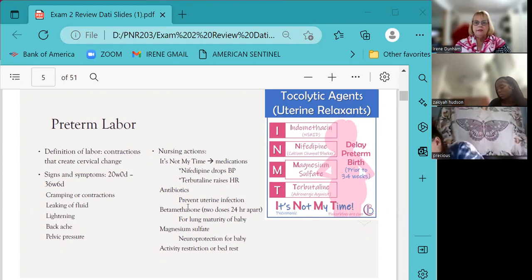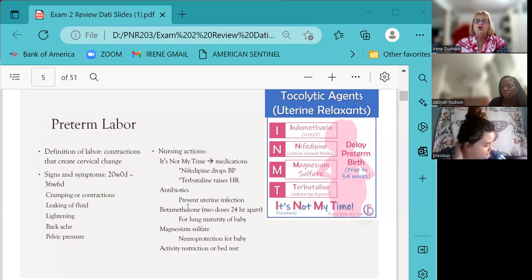Magnesium sulfate, as I said too, we give that a lot for what? Preterm. Now, all these medications that you see on the side, indomethacin and epinephrine and magnesium sulfate and terbutaline, they're all under the classification called a tocolytic. Those are uterine relaxants. That means they relax the uterus, okay?